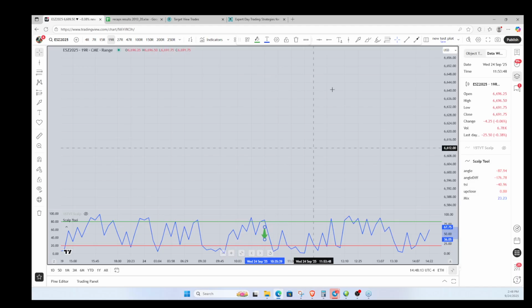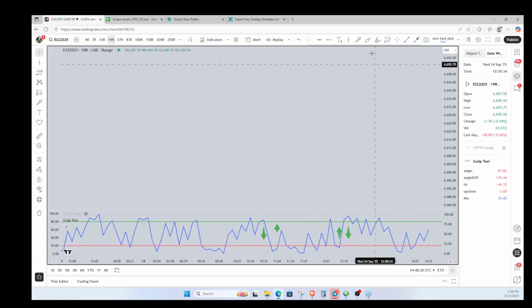Right? If there was a down close right here, you'd buy. Go over to here. If there was a down close right here, you'd buy. And if there was an up close right there, you'd sell. Okay, over here, if there was a down close right here, you'd buy. Hang on.